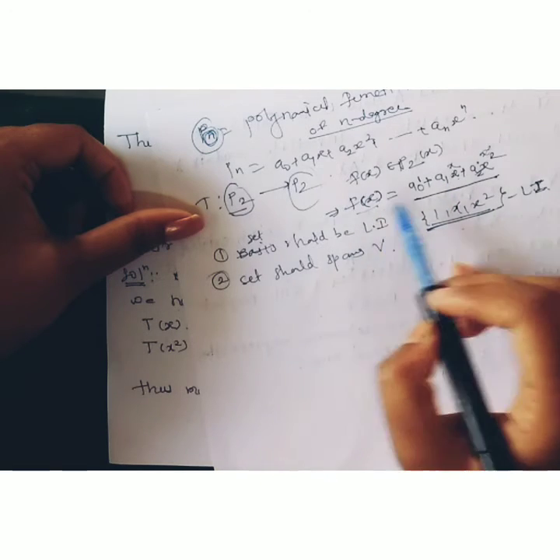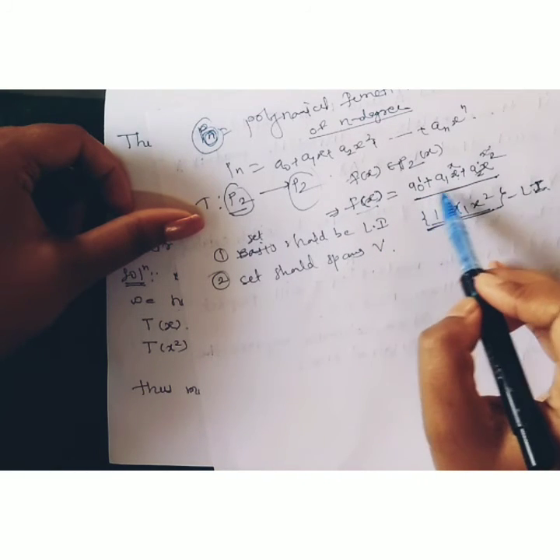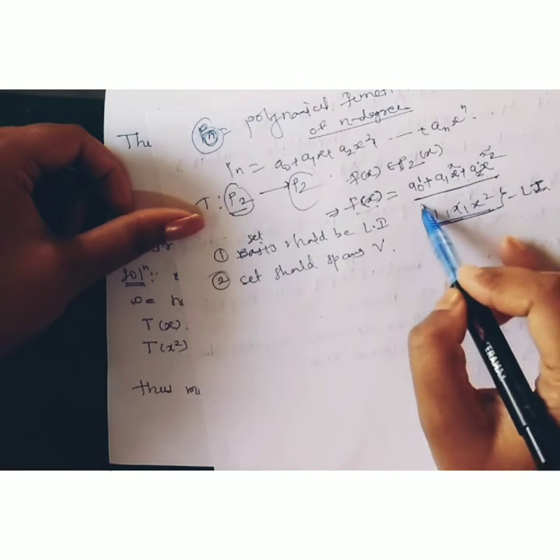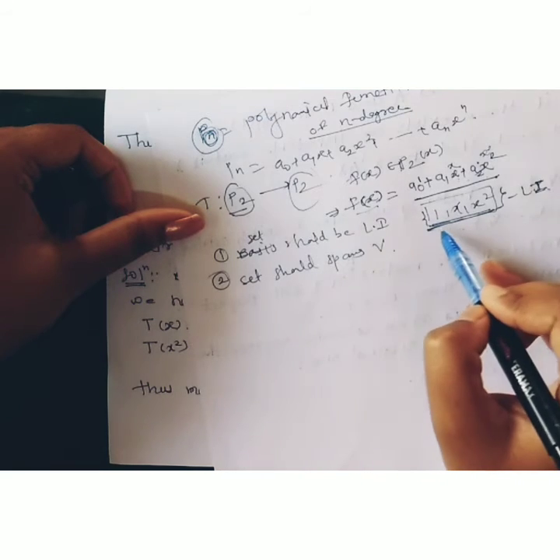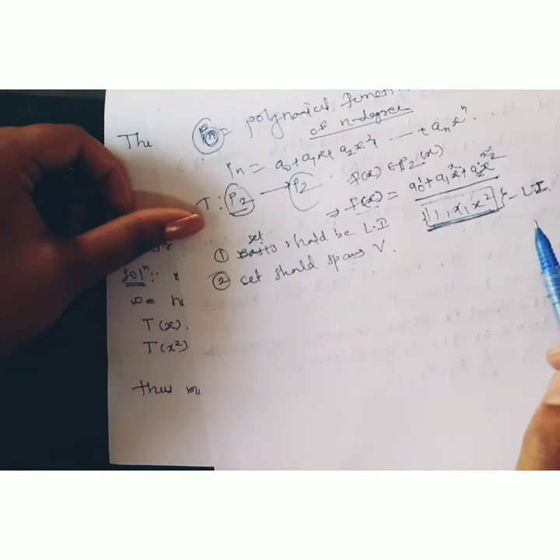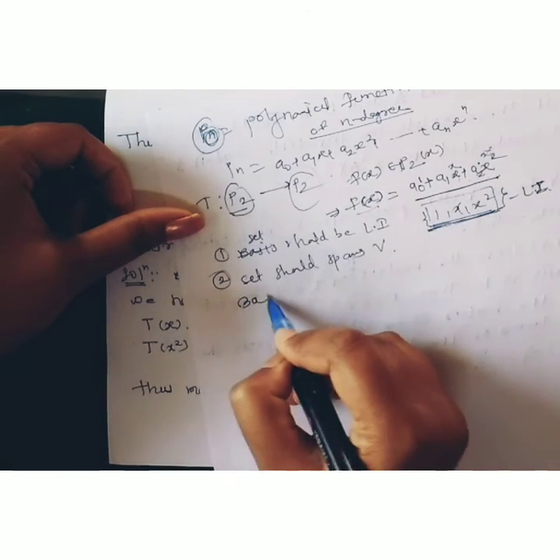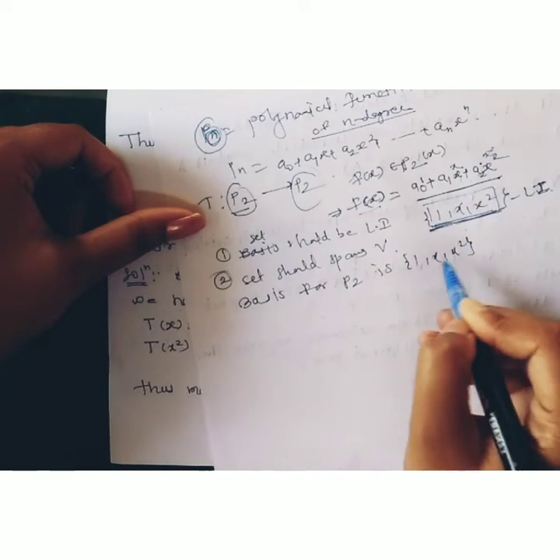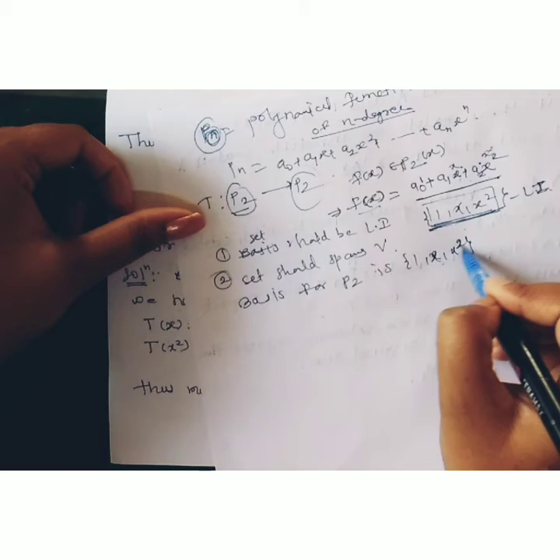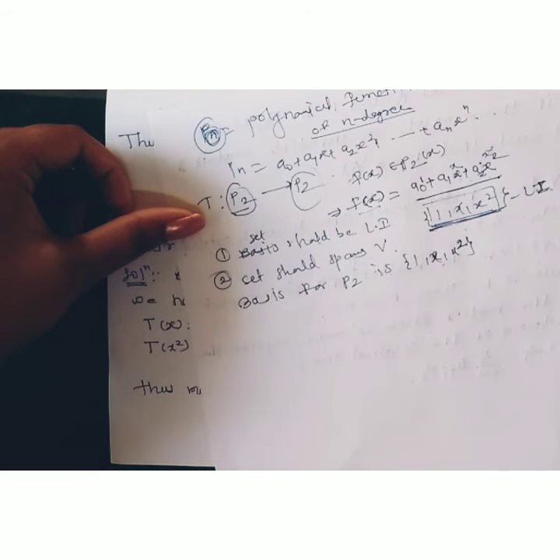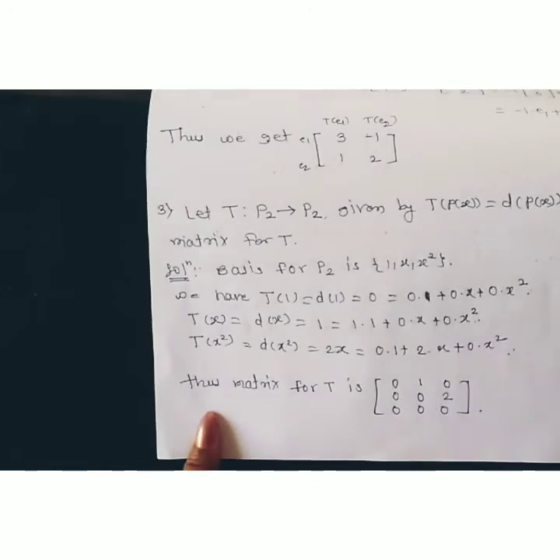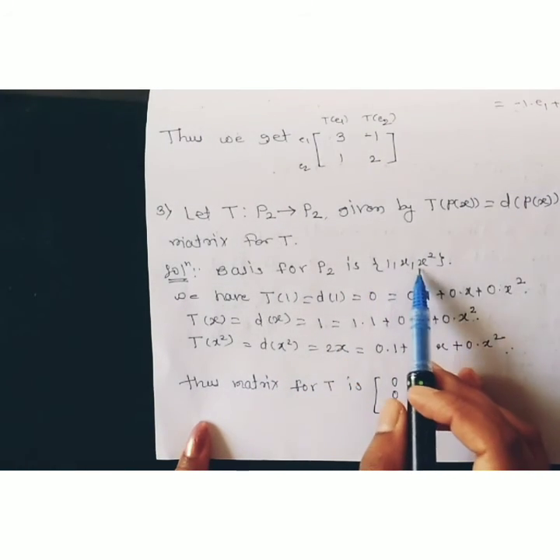Look at here, the polynomial p(x) can be expressed as a linear combination of these vectors: a0 plus a1x plus a2x square. Therefore, every element can be expressed as a linear combination of these vectors. Therefore, this forms a basis for the P2. Okay, so the basis for the P2 is 1, x and x square. Now we have to find the transformation matrix for the P2. Now look at here, the basis for P2 is 1, x, x square.